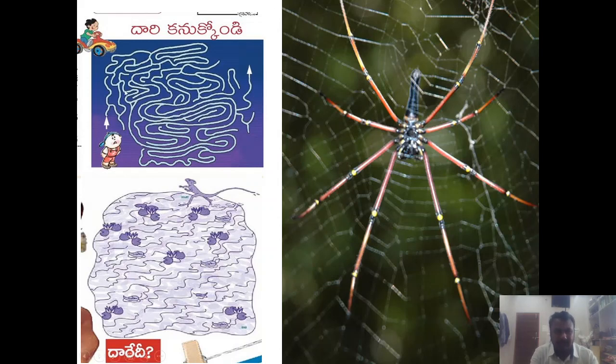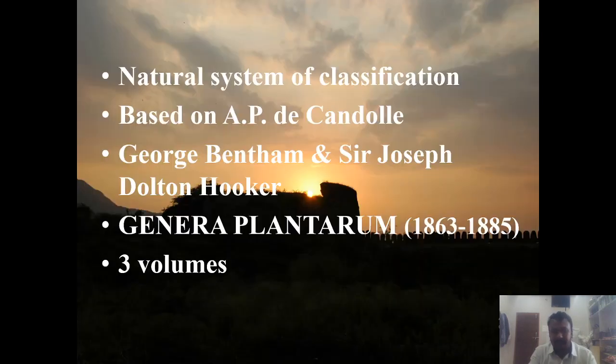If you see the left side photograph, here we can find the way, definitely, if we think logically. In the same way, on the right side you can see the web of a spider, a giant wood spider. You can see the link between one strand and another strand. So if you follow this strand-like system, that means one character to another character, it is very easy to understand the Bentham and Hooker system of classification. It is a natural system of classification. Their classification is based on the Candolle classification.